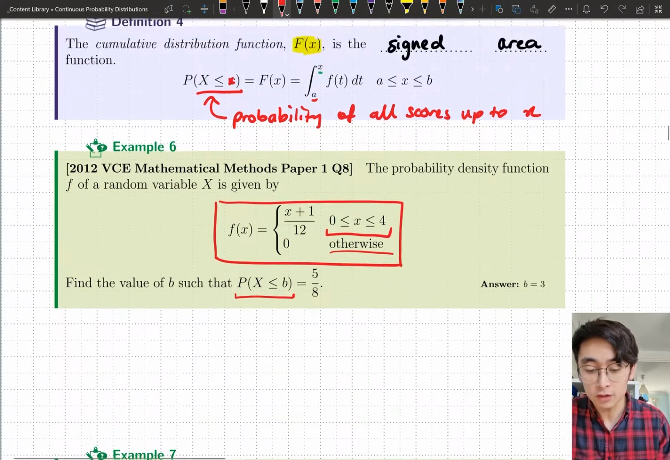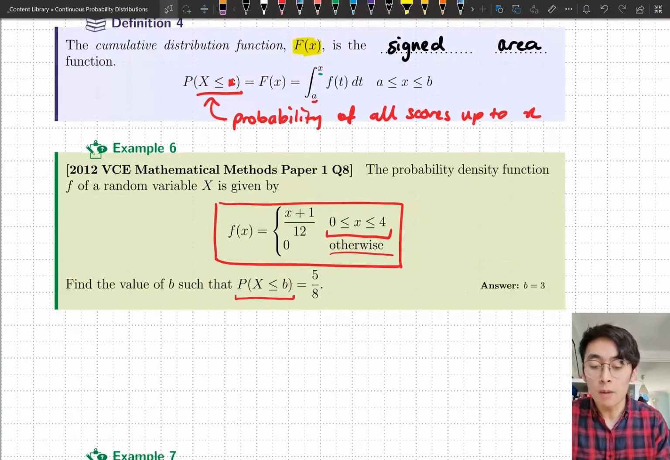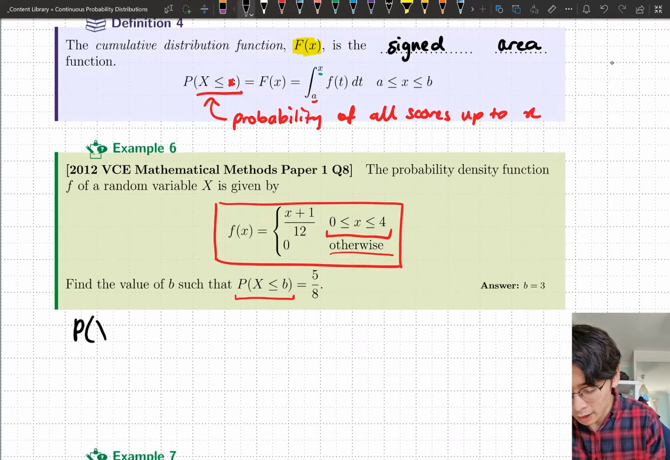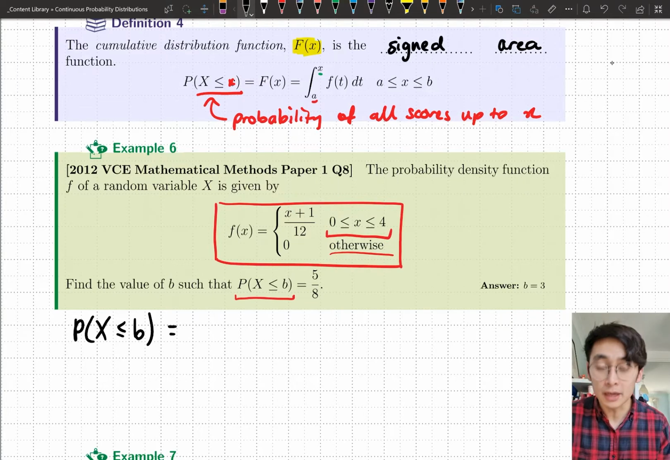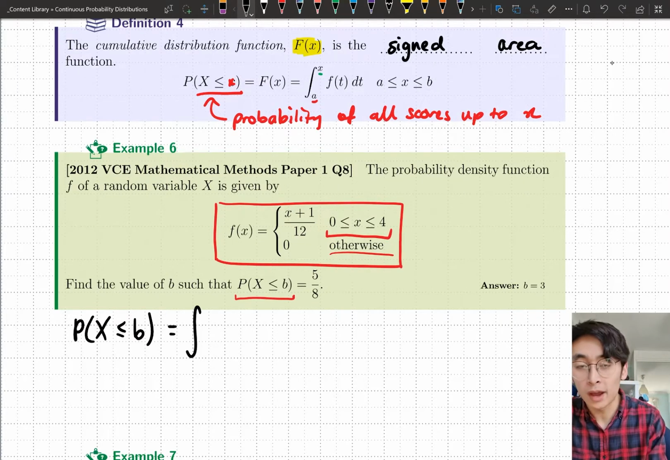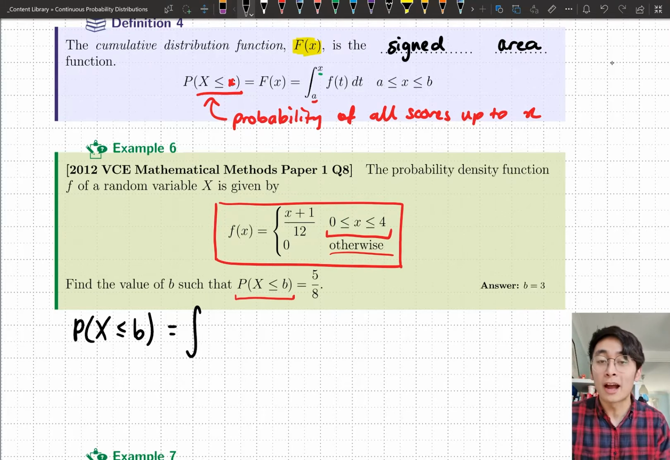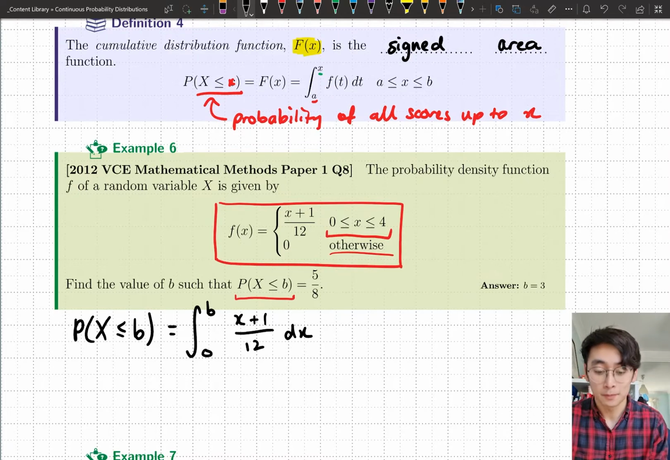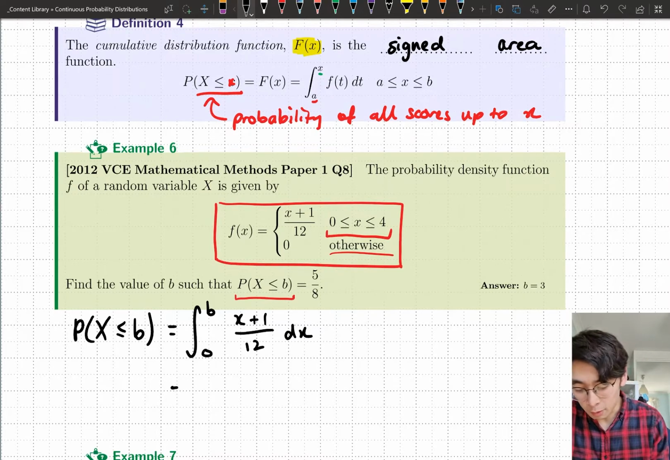If I just use the definition up above, if I want to find P of the random variable being less than or equal to b, that's just going to be the integral from a all the way up to x. Now, a is just the lower boundary of my allowable values. So here, that's just going to be the integral from 0 all the way up to b of my function x plus 1 over 12 dx. Let's just figure out what this is equal to.